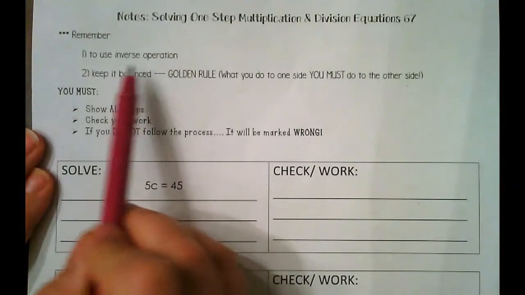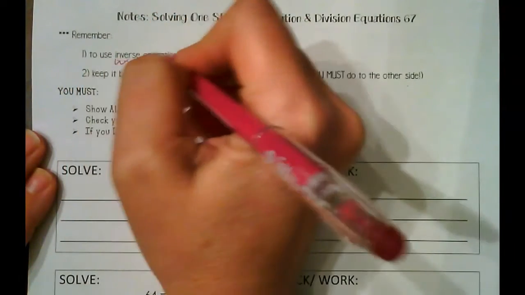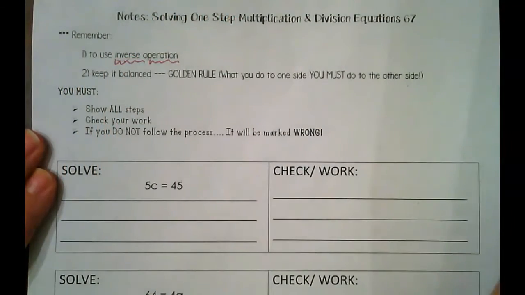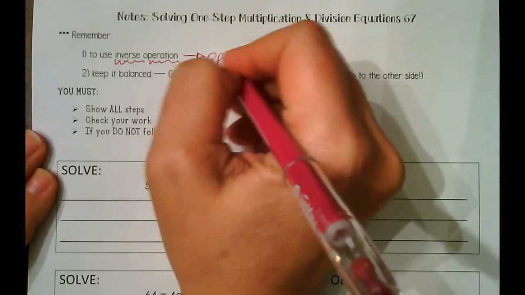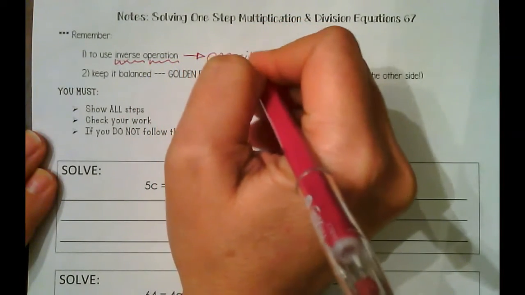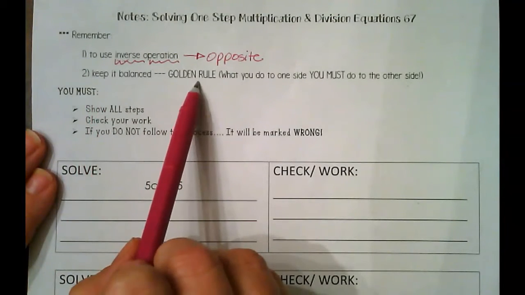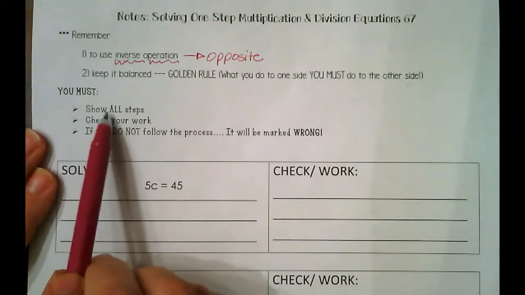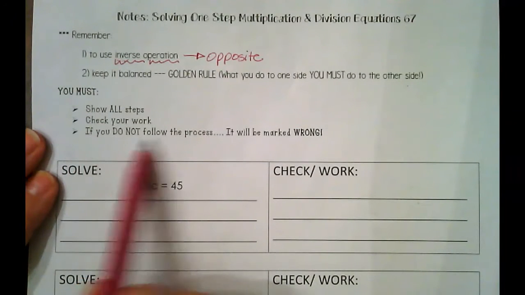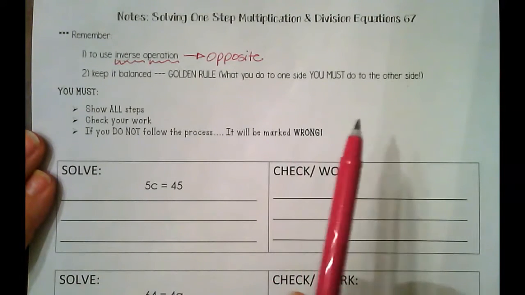Just some reminders: you want to use the inverse operation to isolate your variable, and remember that means the opposite operation. And you want to keep it balanced. Don't forget about that golden rule. What you do to one side, you must do to the other. Make sure you show all of your steps, check your work, and if you don't follow this process, we're going to mark it wrong.